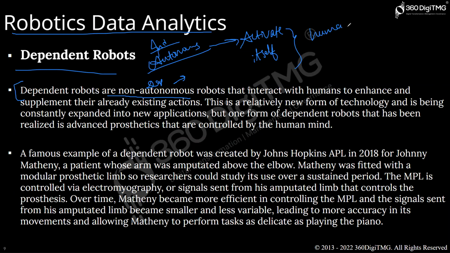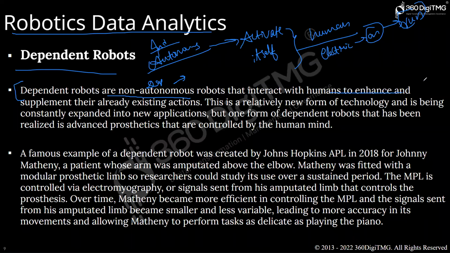If you want an example, you can take an electric car, right? We need a switch to turn it on for the car to run. But in the case of independent robots, we don't need anything. It's going to implement itself automatically. Dependent robots are not going to do it autonomously. It requires human interference.